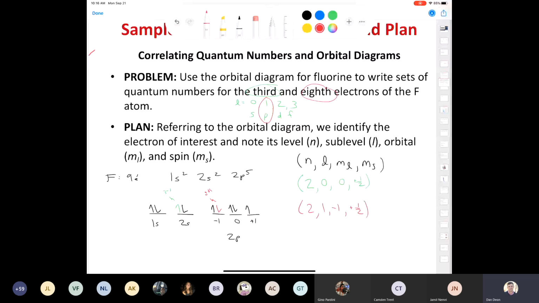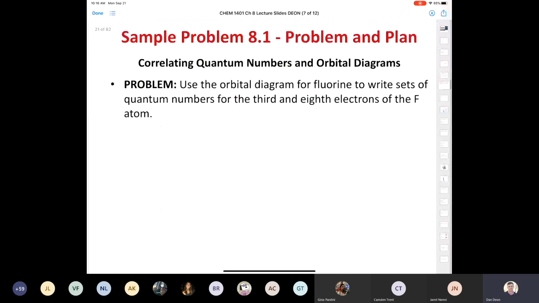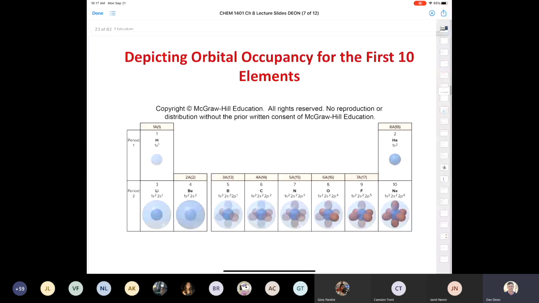Give me a thumbs up if you follow me on writing out these quantum numbers. All right, cool. Well, that covers a lot of what you need to know how to do today. That covers a major part of it, okay?